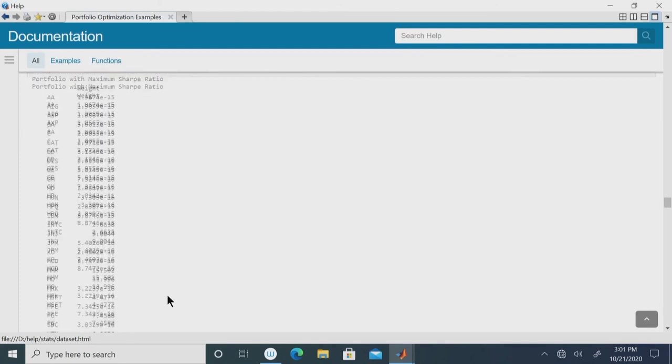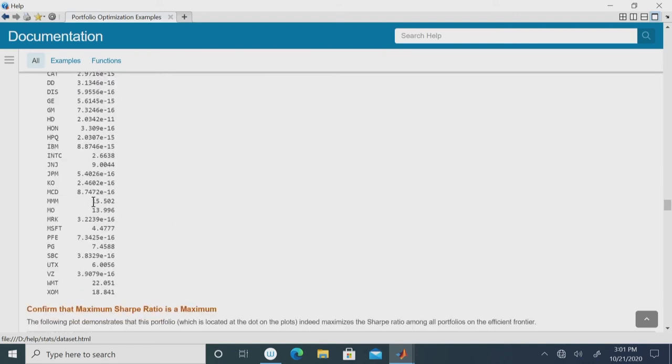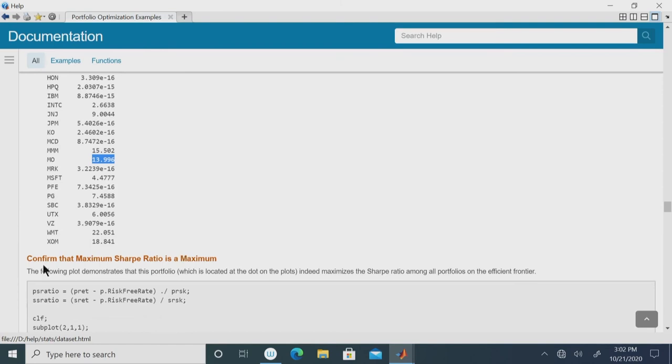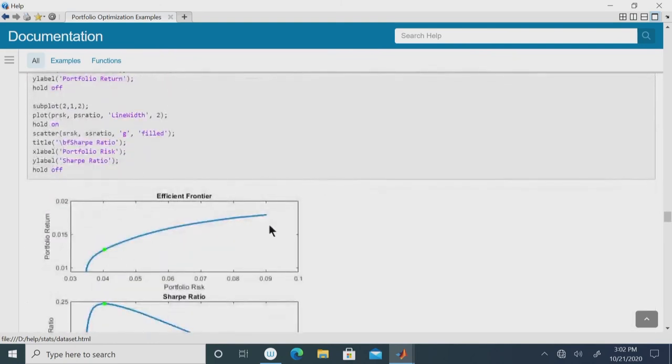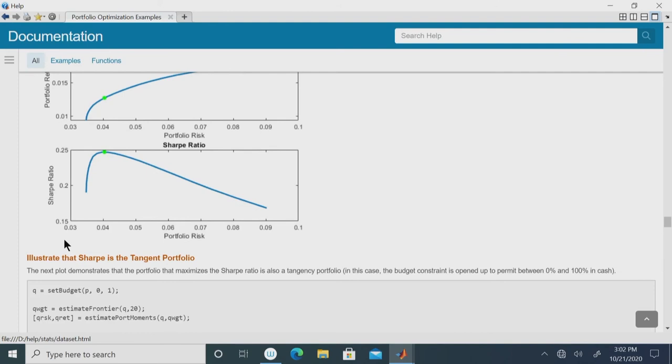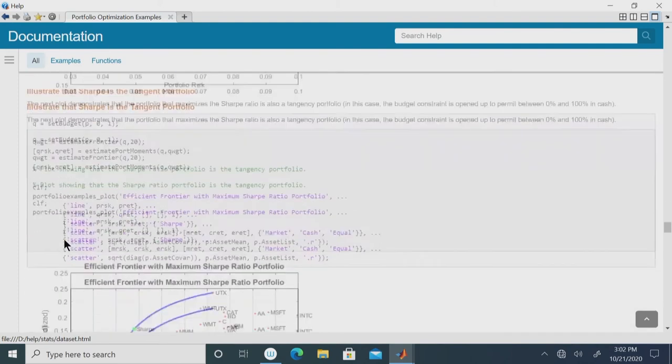And here if you observe carefully, while most of the weights are extremely low, some of the important names that you had earlier show up here. So, 15% here for 3M, 13% for Microsoft, 22% for Walmart, and 18% for ExxonMobil. Here you can do a cross check and verification that the maximum Sharpe ratio is indeed maximum. So, we now come to the illustration that the Sharpe ratio portfolio is the tangent portfolio.